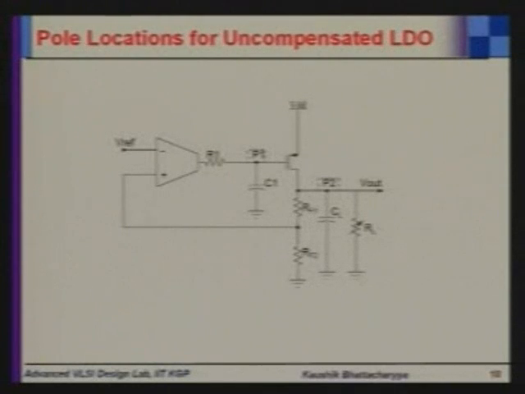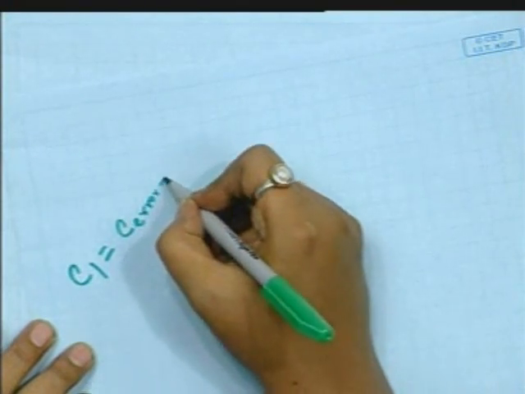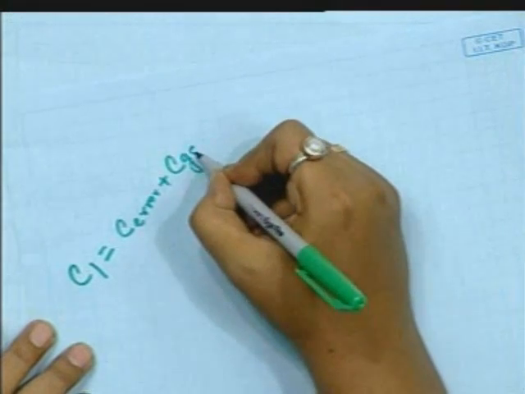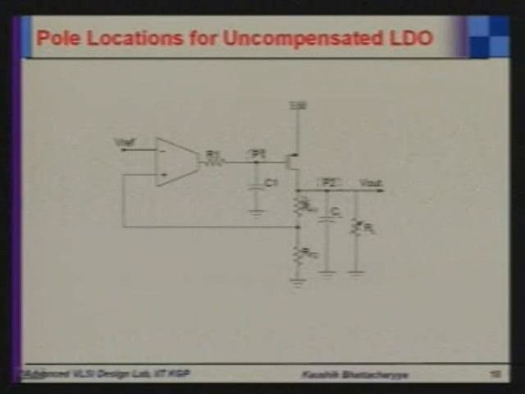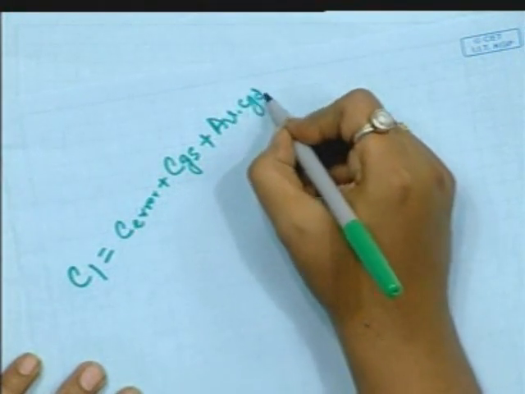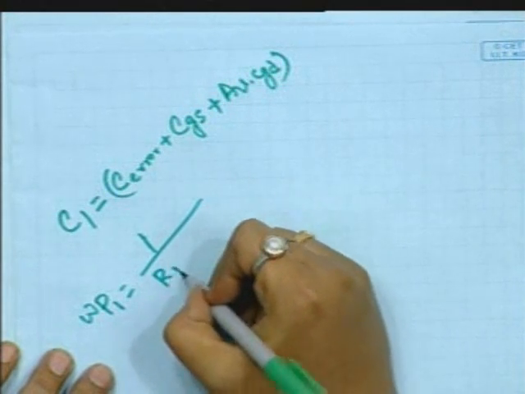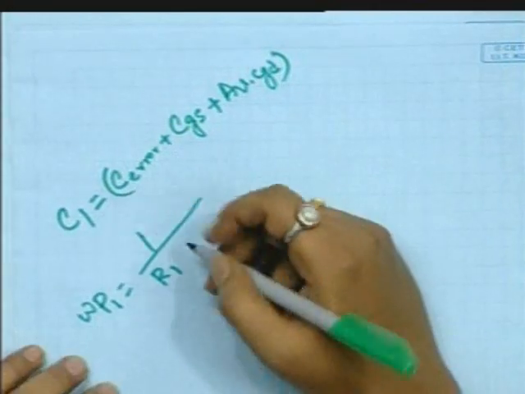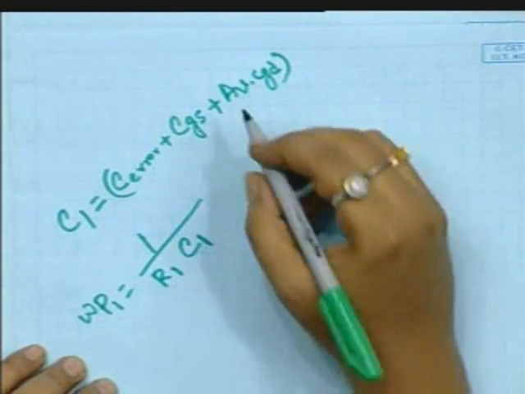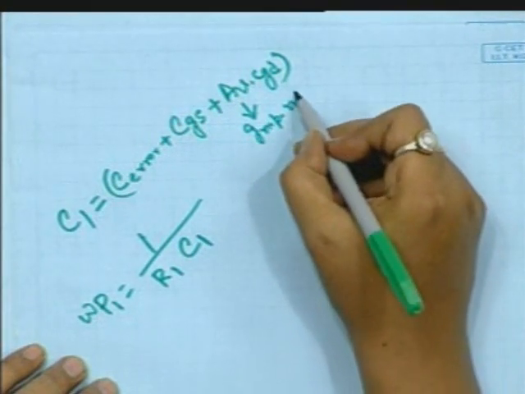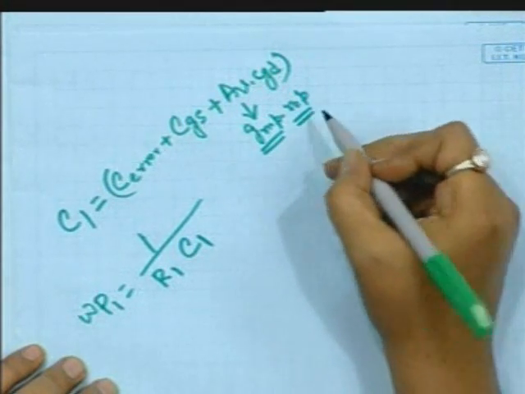Now these are the pole locations for the uncompensated LDO. This is the pole P1, where C1 is the capacitance equal to C error amplifier, which is very small and you can neglect it, plus CGS of the pass device plus CGD. CGD is here. So AV into CGD, it is Miller affected. So the first pole omega P1 will be at 1 by R1 into C1, where R1 is the output resistance of the error amplifier, and AV equals GMP multiplied by ROP, the transconductance of the pass device and ROP the output resistance.